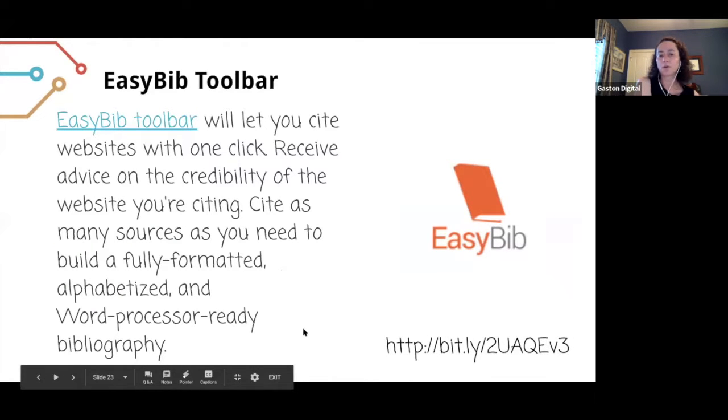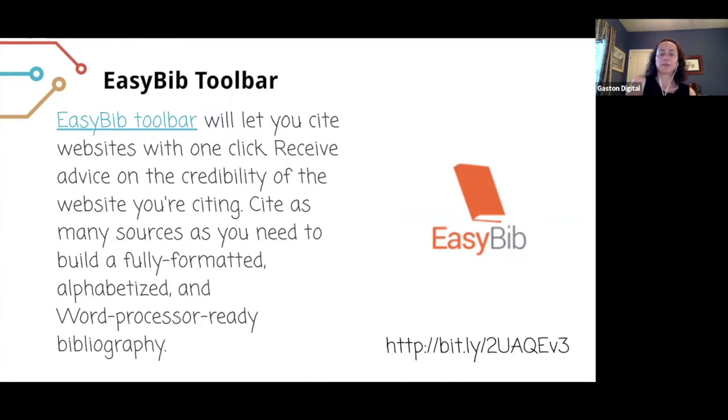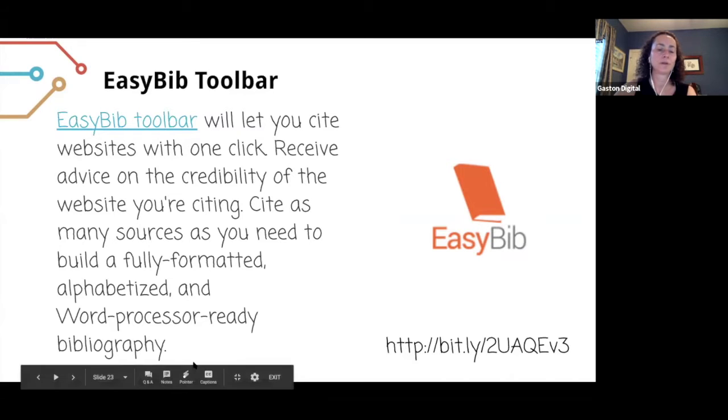For those of you that are working on your advanced degrees, I bet you're having to do bibliographies for your papers. EasyBib Toolbar is an extension that will help you to cite your websites with one click. And not only does it do that, but it will keep all of your citations together and put it together in a fully formatted, alphabetized, word processor ready bibliography. I could drop the mic right there and we'd be done, especially if you guys are working on your doctorate or your master's.